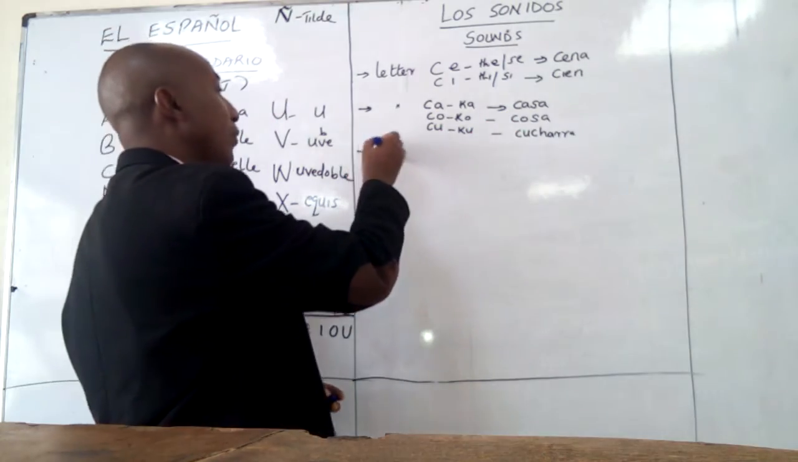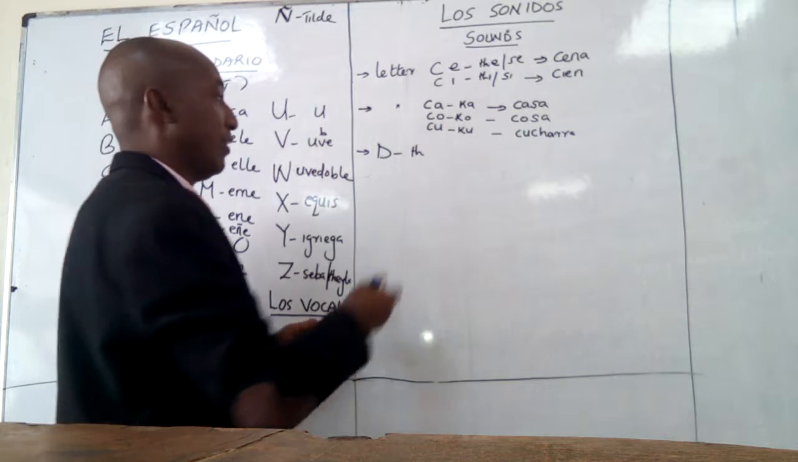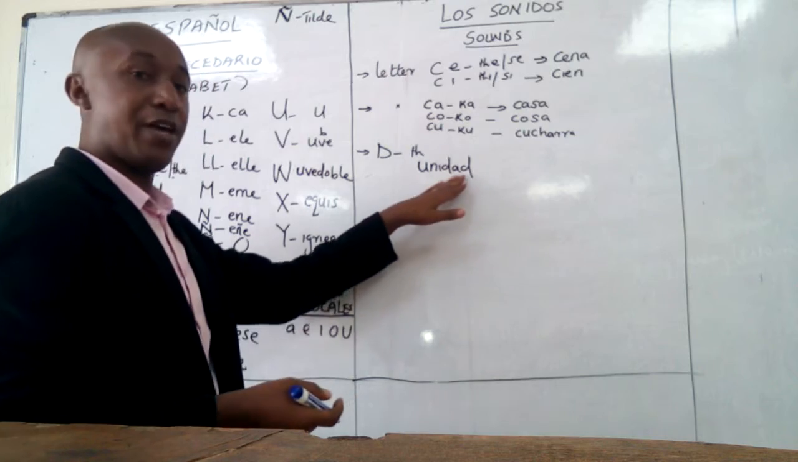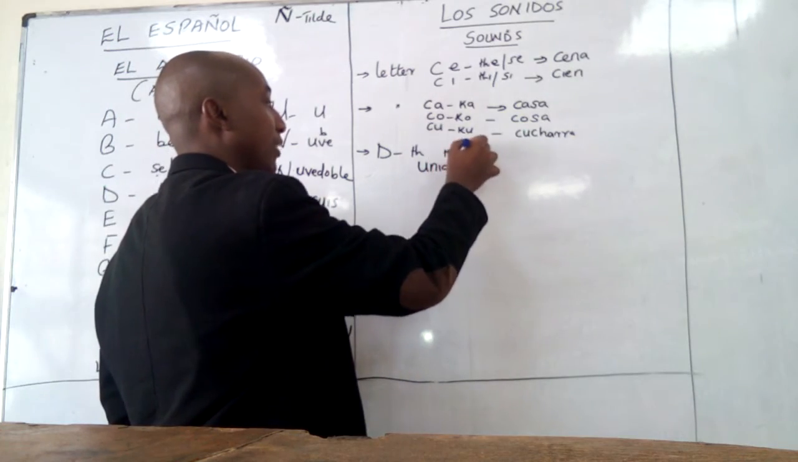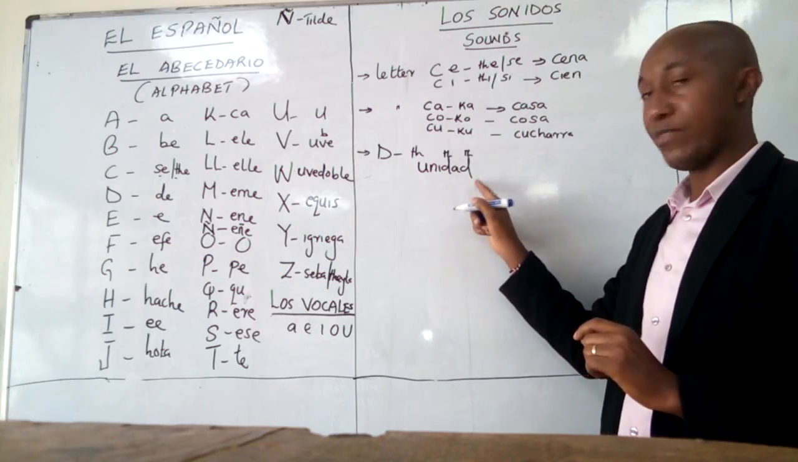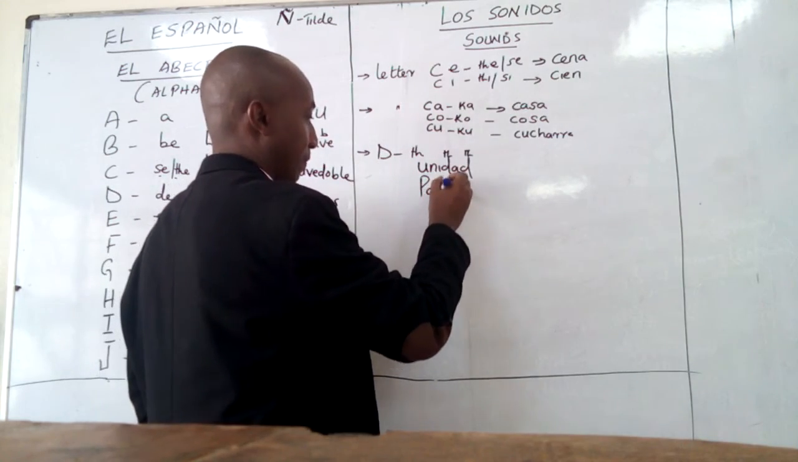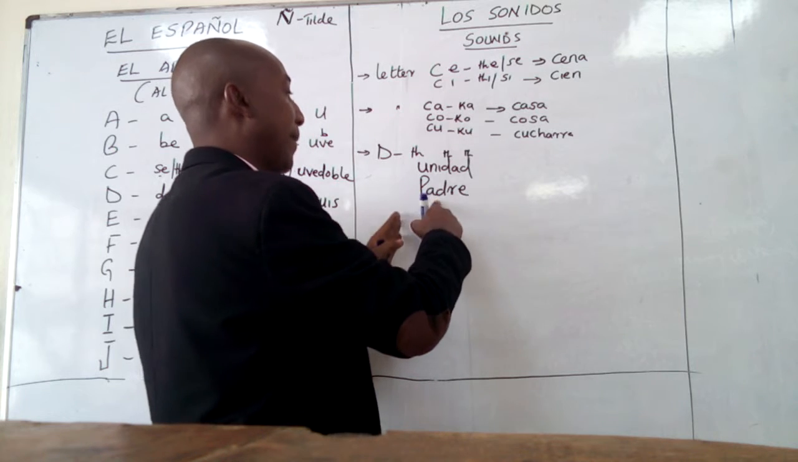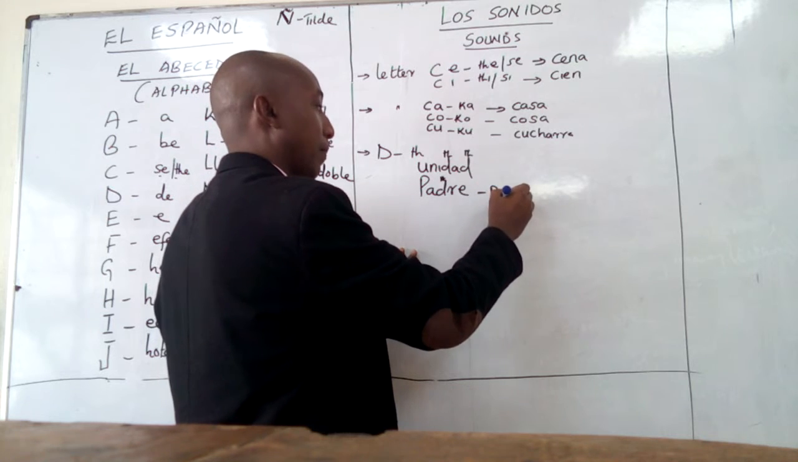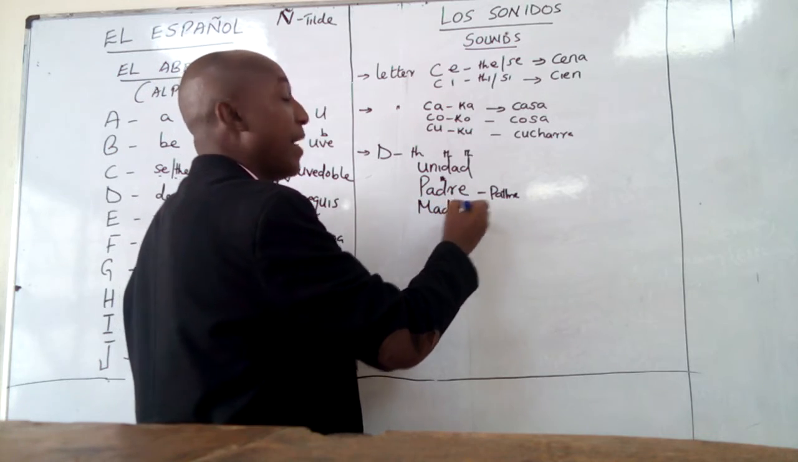Now, when talking about letter D, we usually say that most of the time letter D takes a TH sound. For example, we have what we call unidad. So where we have letter D, use a TH sound. Alright? We can pick another example, a common one, which is this one. In this case, my D comes before R, therefore it takes a TH sound. So you hear me say padre, and we also have madre.